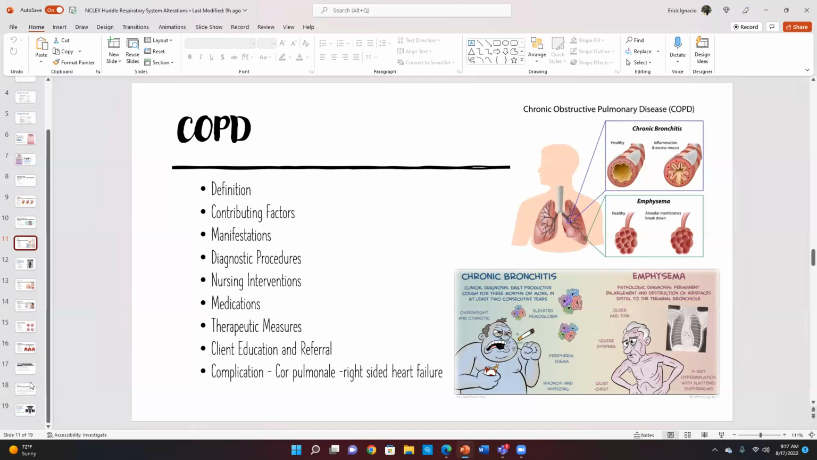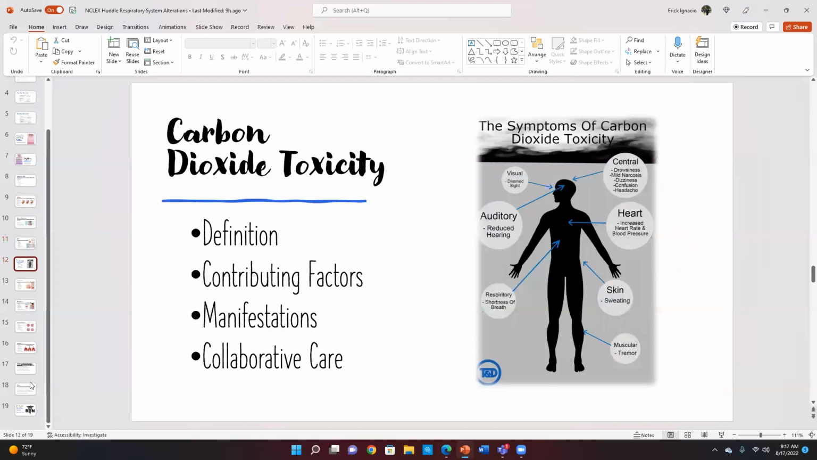And if the patient's apical pulse is less than 60 beats per minute, we must hold the digoxin and notify the provider. Okay. Other therapeutic measures for a patient with cor pulmonale may be mechanical ventilation. The patient may require mechanical ventilation. All right, let's now jump to carbon dioxide toxicity.